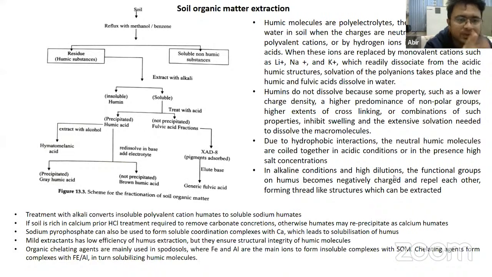So that cannot be extracted. It is also having some complexes with clay minerals. So that cannot be extracted. So what do we have to do? We have to make, and also we have to make the solution, the extraction medium, alkaline.